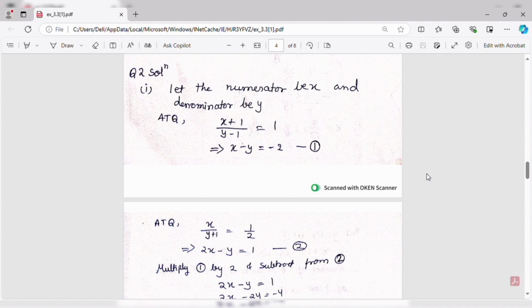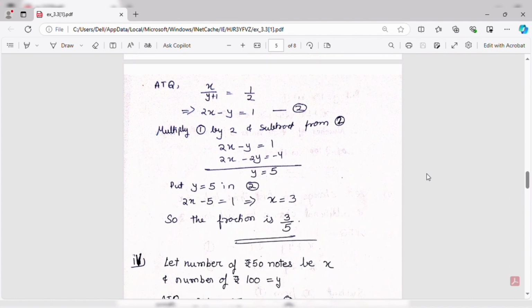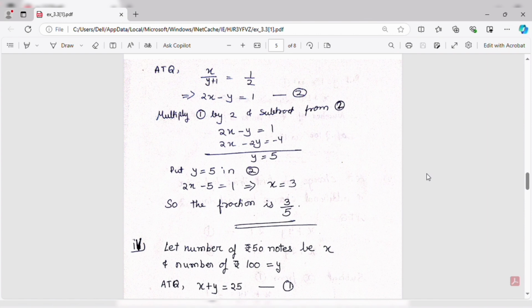Then according to question, x plus 1 upon y minus 1 is 1, and after cross multiplying we will get x minus y equal minus 2. This is our first equation. Then according to question, the second part is x upon y plus 1 is 1 by 2. So we will get 2x minus y equal 1 by cross multiplying again. And we will multiply first equation by 2 and subtract it from second equation, and we will get y equal 5. And this value of y equal 5 will give value of x as 3. So the fraction would be 3 upon 5.